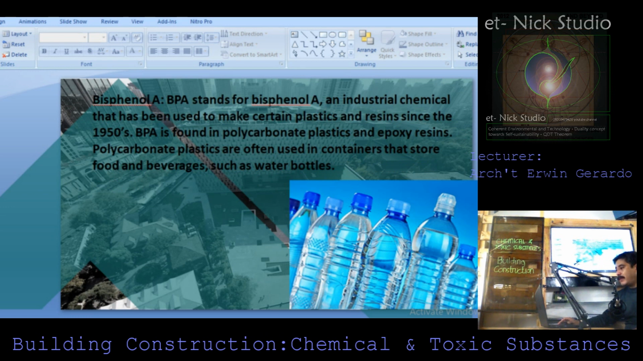Bisphenol A, abbreviated as BPA, is an industrial chemical that has been used to make certain plastics and resins since the 1950s. BPA is found in polycarbonate plastics and epoxy resins. Polycarbonate plastics are often used in containers that store food and beverages, such as water bottles.